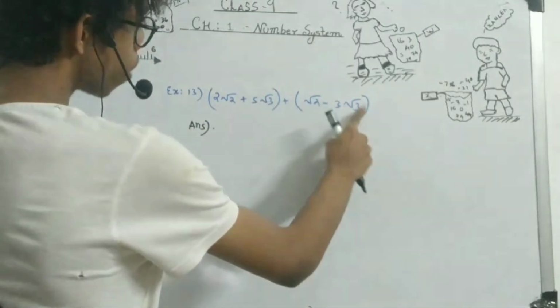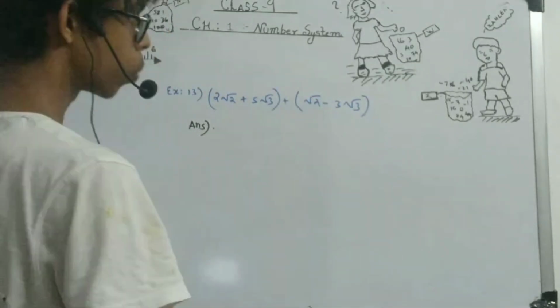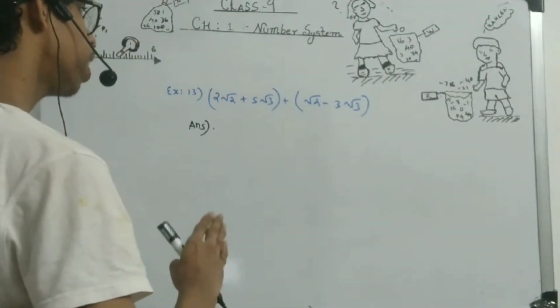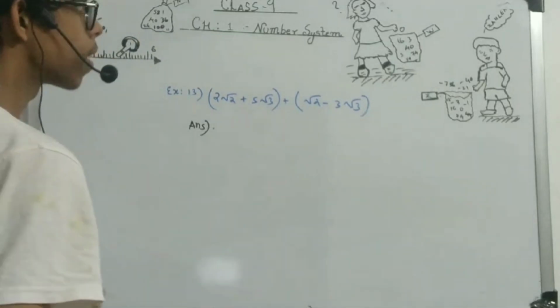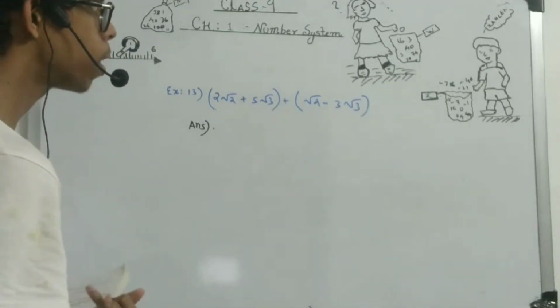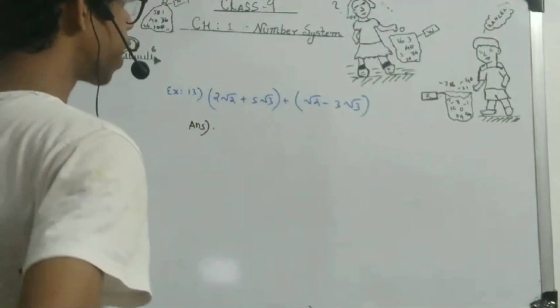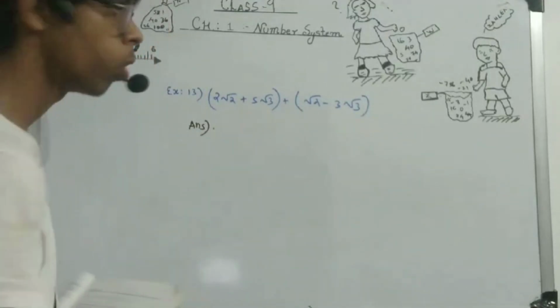So here also, just see root 2 and root 3. The roots are not same. So here also we cannot subtract. Okay. So basically whenever we have to add or subtract something, always bring the common things or the common surds together. Then only we can add or subtract.